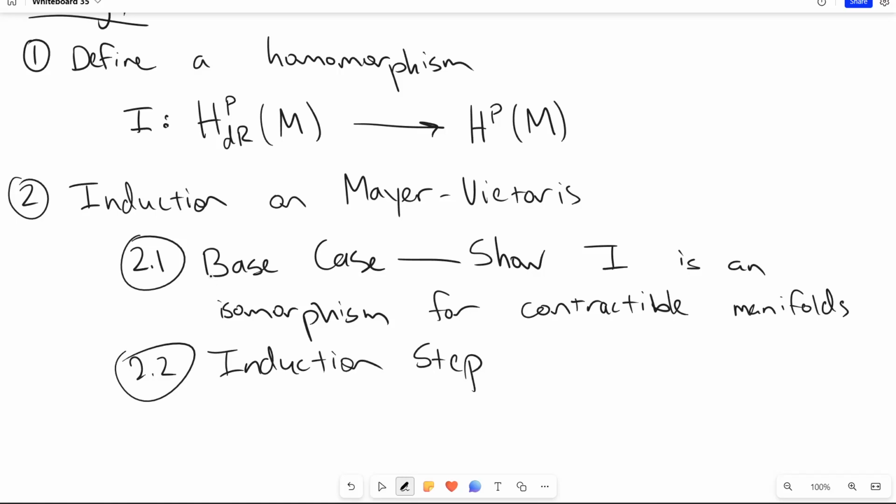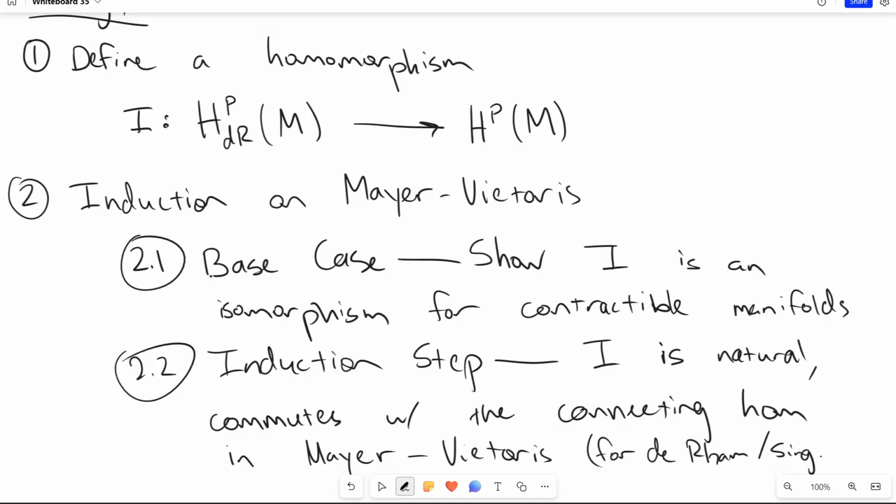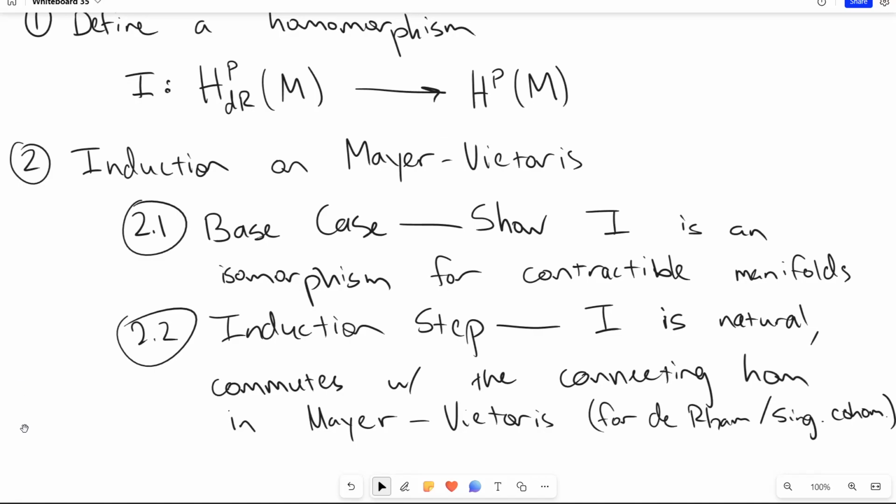And to do this induction step, there's going to be a few pieces that we'll need. So we're going to need stuff like I is natural, and it commutes with the connecting homomorphism in Mayer-Vietoris. So let's start by defining the homomorphism.